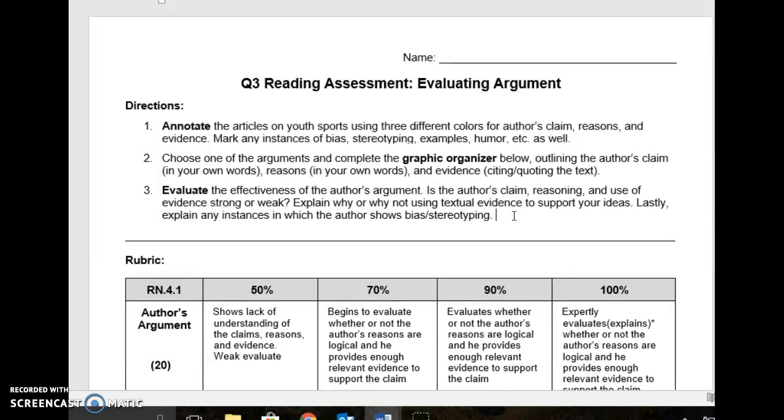Anything that you think about as you're annotating the article, write it out. Anything that you think about when you're doing the graphic organizer, write it out. Anything that you're thinking about when you're evaluating the argument, please write it down. I want to know exactly how you guys are reading through this and evaluating, is the author strong or weak in his argument.